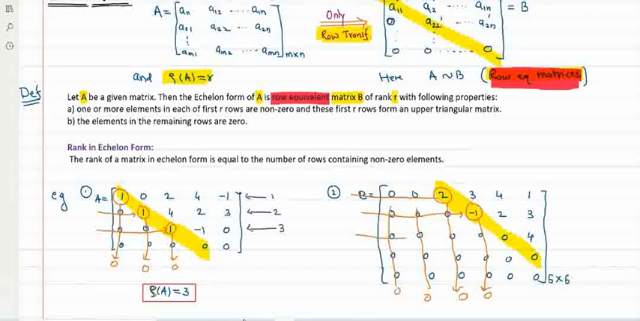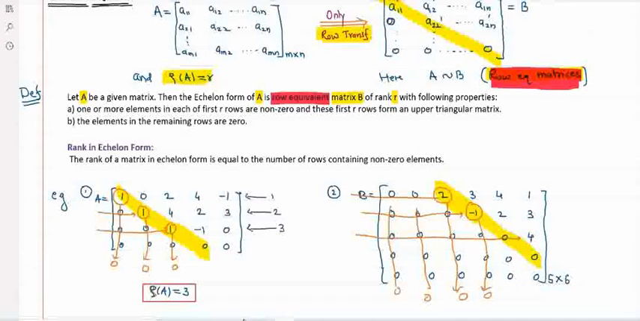Next, the non-zero element is 4. Below that, and on the left side of that, left side means this one, that also is equal to 0. That means the given matrix is in the echelon form. This matrix is in the echelon form.